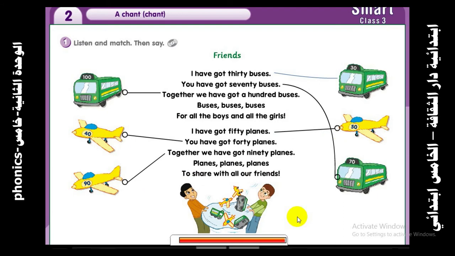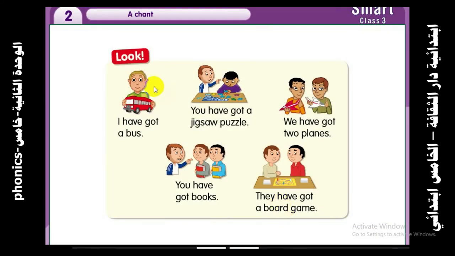We should notice, children, the use of have got to express possession. Have got, I own. I have got, you have got, we have got. Okay? Let's see this. Repeat after me. I have got a bus. You have got a jigsaw puzzle. We have got two planes. You have got books. They have got a board game. Okay?